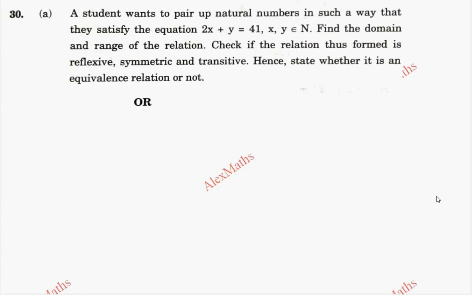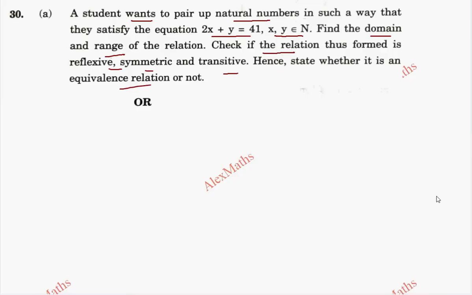Question number 30, A part. A student wants to pair up natural numbers in such a way that it's satisfying this equation, where both x and y belong to natural numbers. We have to find the domain, range, and we have to check if the relation is reflexive, symmetric and transitive, and we have to state if it is an equivalence relation or not.